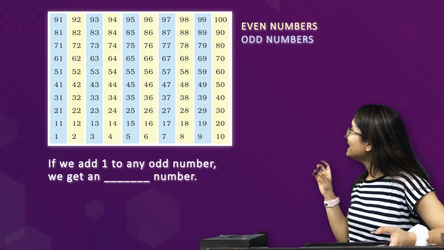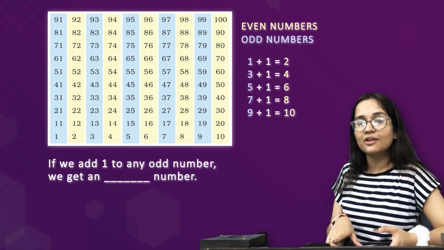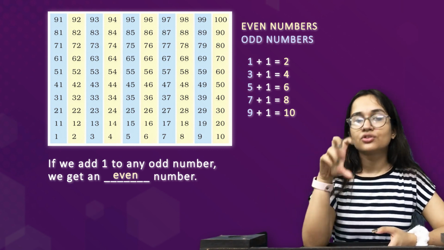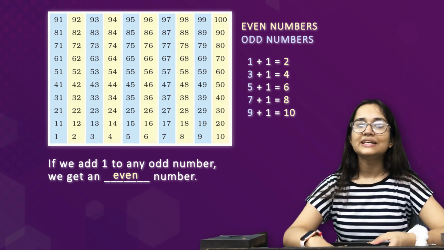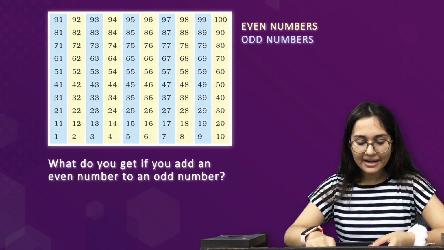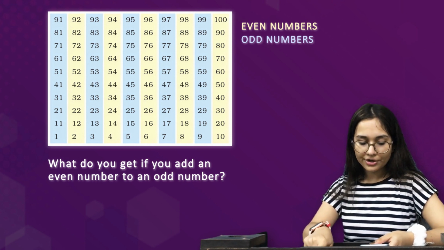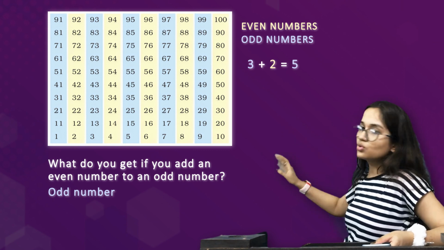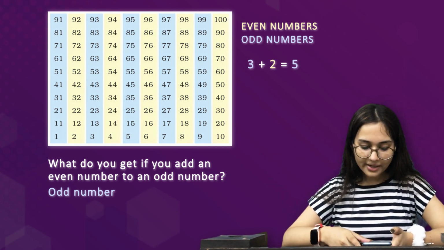Now if we take any odd number and add 1 to it, obviously it will be an even number because suppose we are taking 73 and it's ending with 3, when we add 1 we will get 4, so it will become an even number. Similarly this happens with all the odd numbers. So what do you get if you add an even number to an odd number? So if we add an even to an odd number, we get an odd number always. Suppose we add 3 plus 2, it gives us 5, which is an odd number. So this is how it goes.